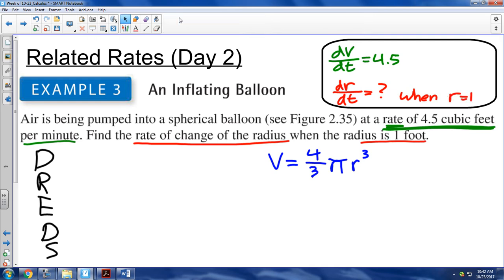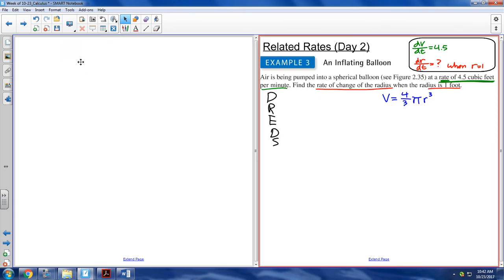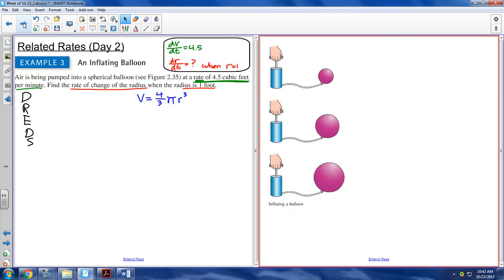Because imagine this balloon is being pumped up, right? And you have this video here, or this little picture. The radius of that balloon is not always 1 foot, but there's a certain time when the radius is 1 foot. And that's when we want to find this rate. So at this point, we need a diagram. We kind of have a diagram here on this side if you look at these, right?